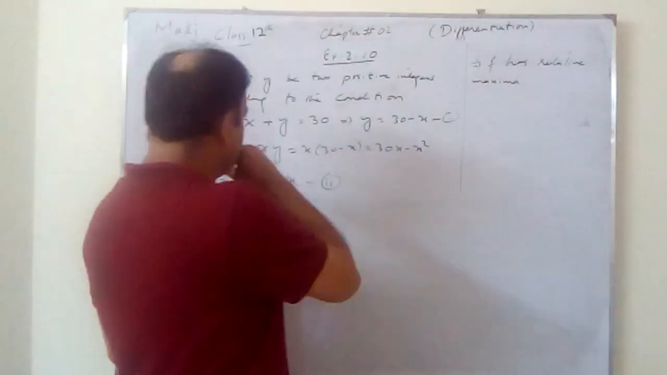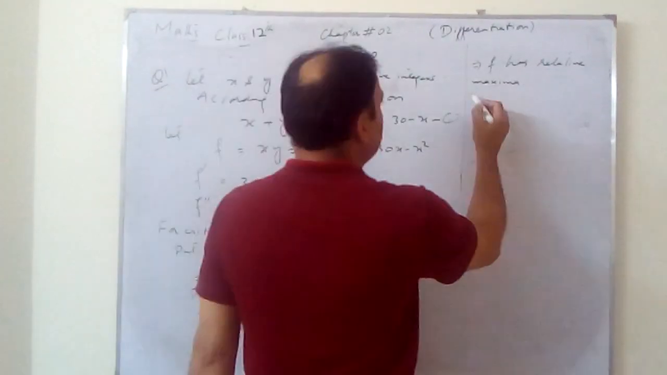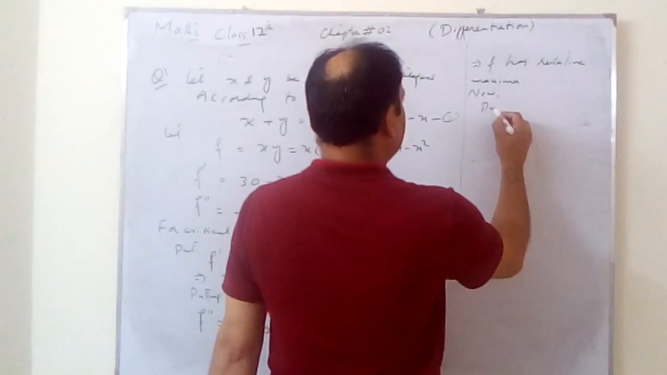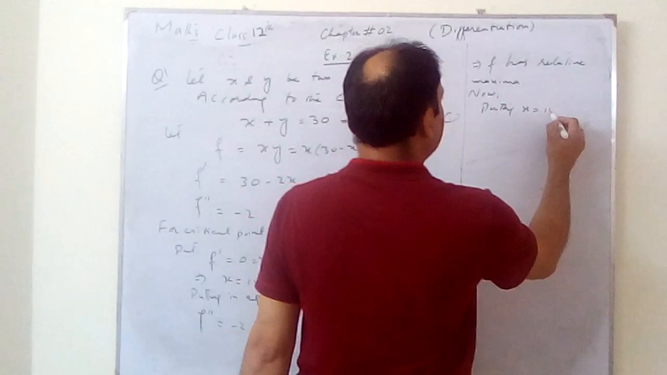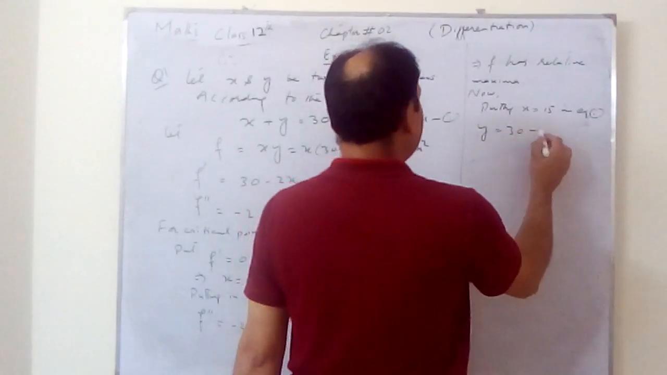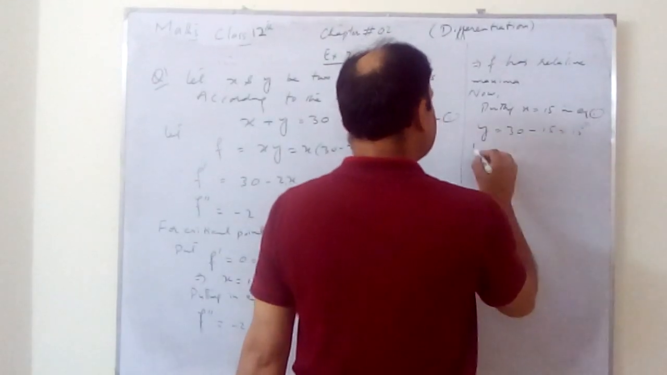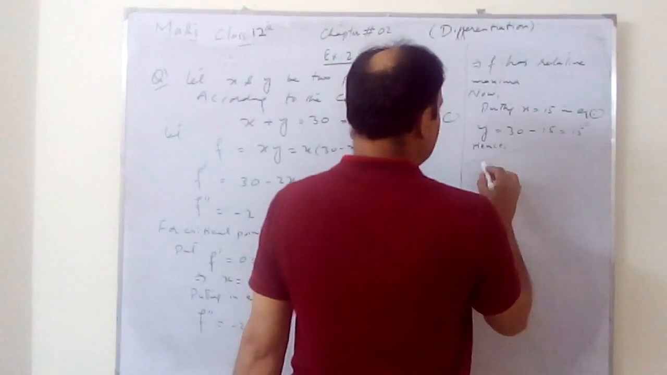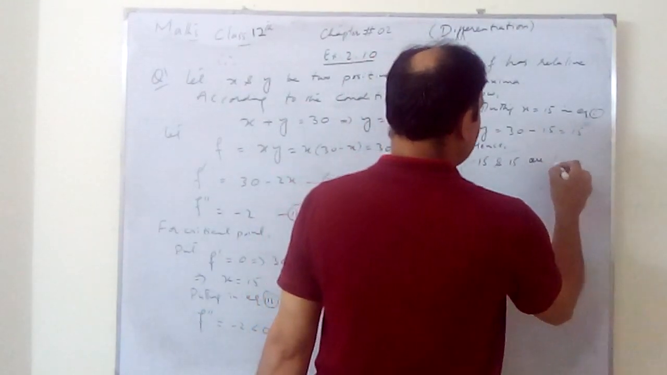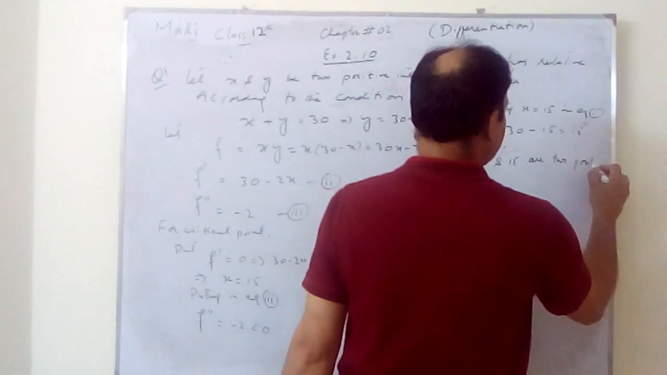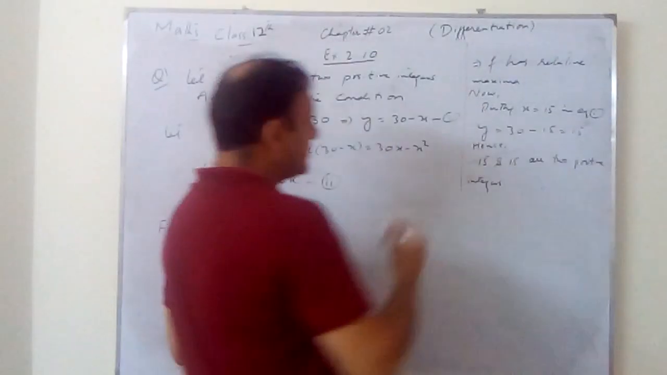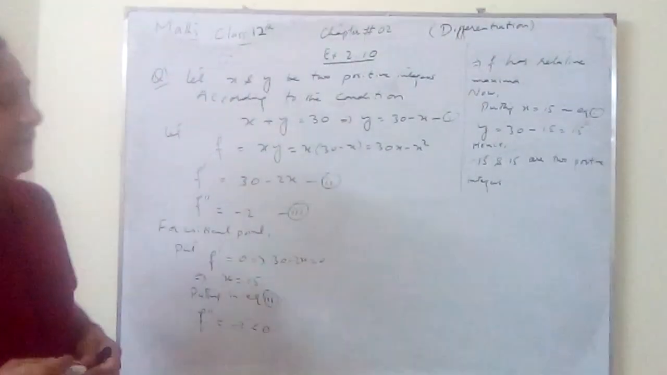Now putting x is equal to 15 in equation number 1, we get y is equal to 30 minus 15, that is 15. Hence 15 and 15 are the two positive integers. So this is a way to find the numbers.